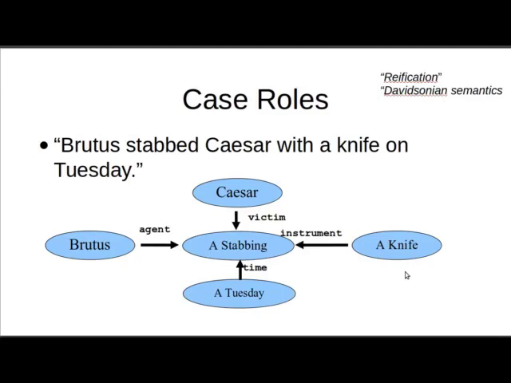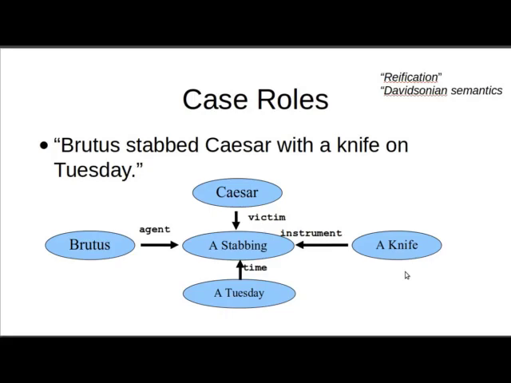And so the standard way of solving this problem in a graph is to do what's generally known as reification. So you're naming or creating a relationship. And so in this graph we call it a stabbing. And linguists also talk about this as so-called Davidsonian semantics.